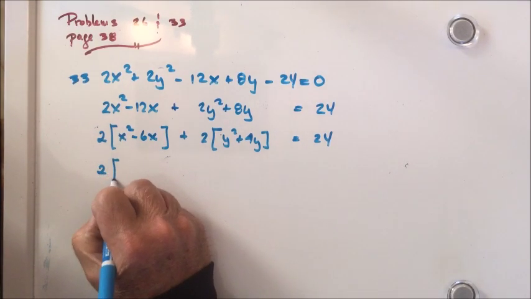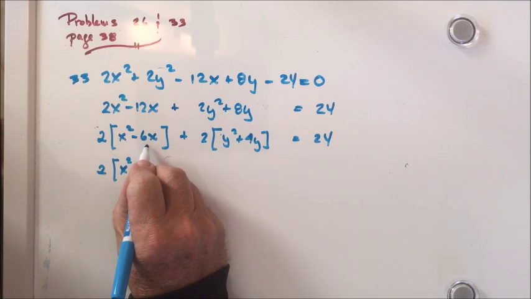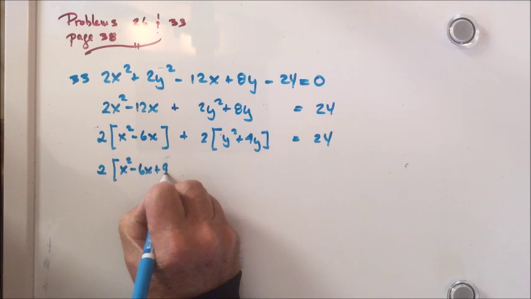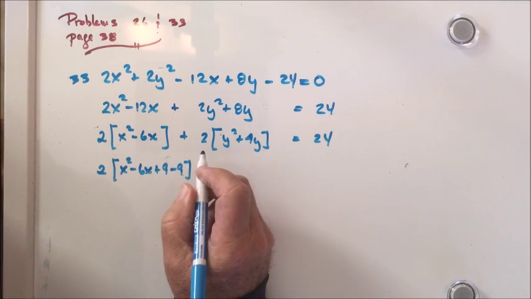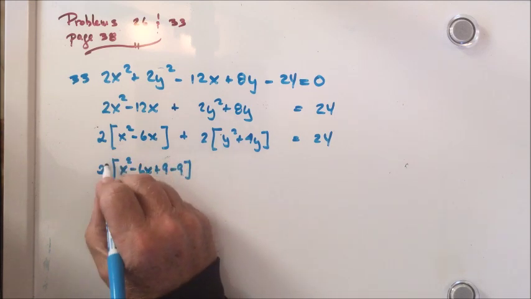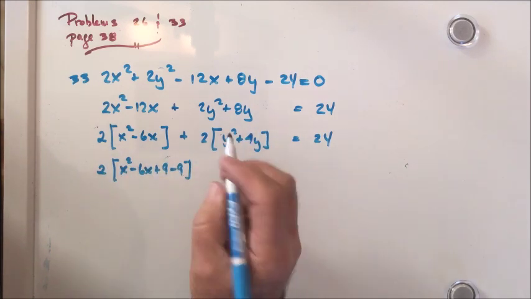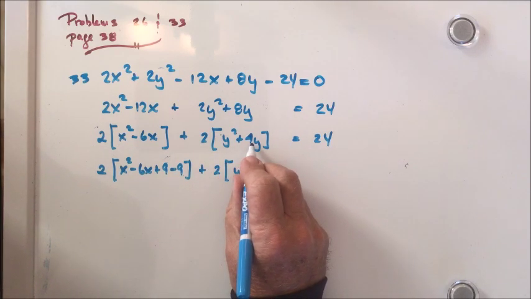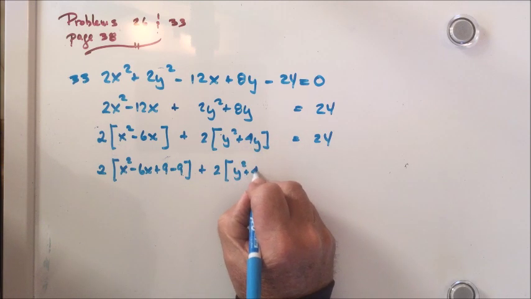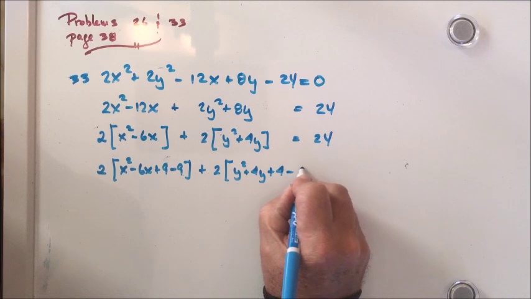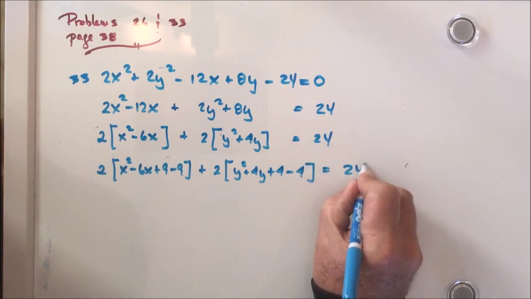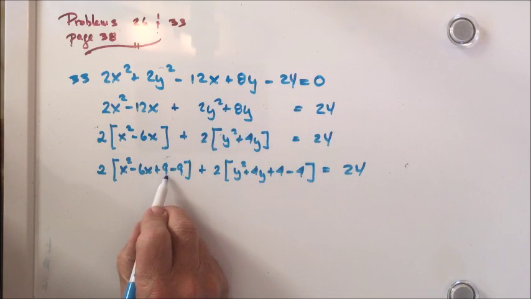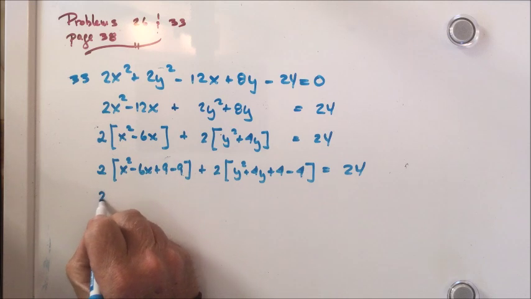In this case, I'm going to divide that minus 6 by 2 to get minus 3. I'm going to square it to get 9, and I'm going to add 9 and immediately turn around and subtract 9. So I haven't really changed the equation by adding and subtracting 9. I've effectively added 0. I'm going to do the same thing here, dividing 4 by 2 to get 2, squaring that to get 4, adding a 4, and subtracting a 4.